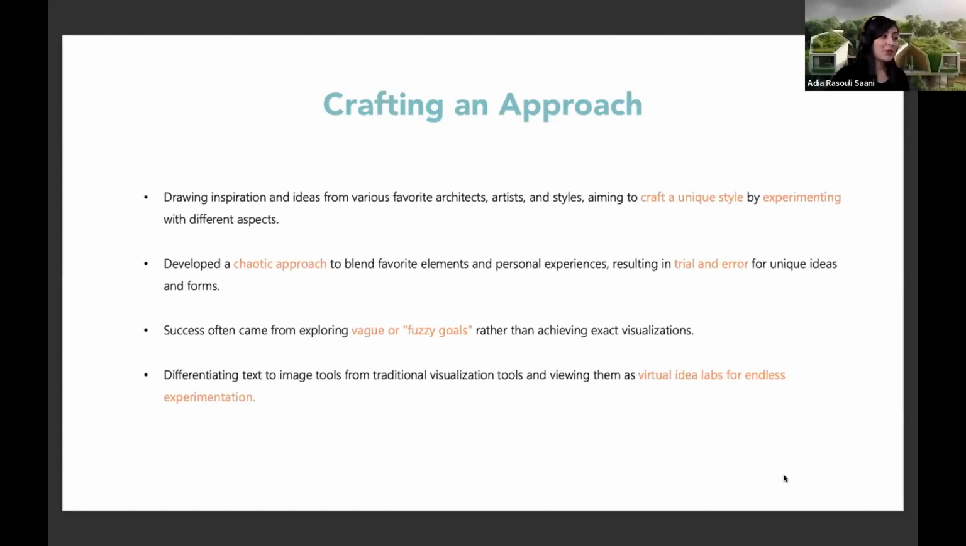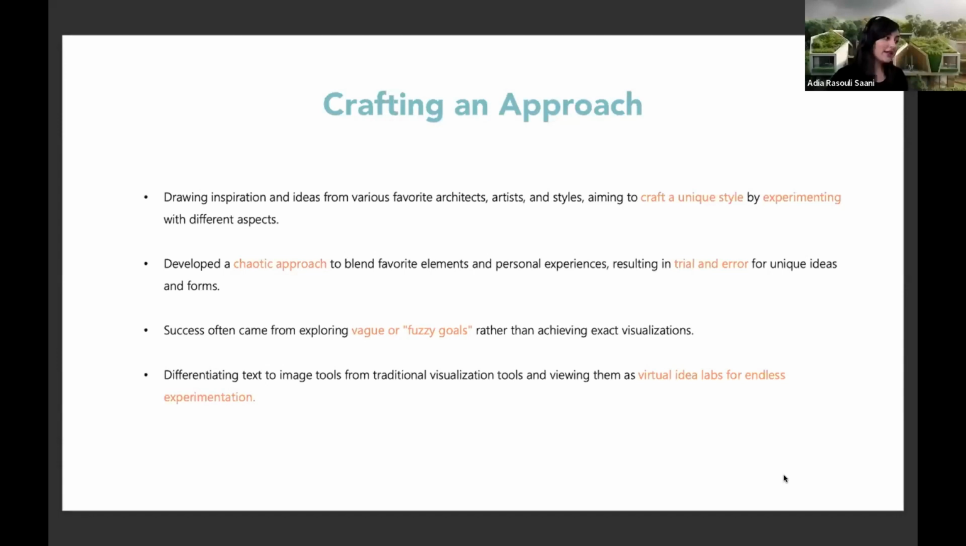I am a person with unique opinions, knowledge, and experiences. I draw from my personal experiences a lot, and I also have specific personal preferences in terms of aesthetics. And then I try to blend all of these and do trial and error to find unique ideas and forms.